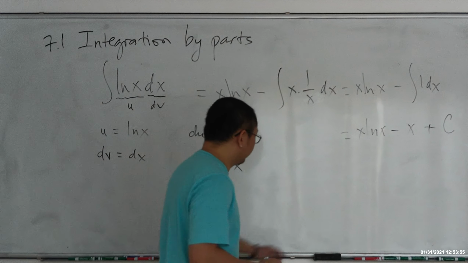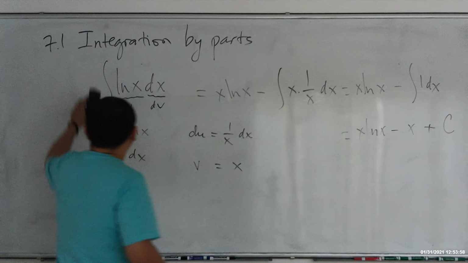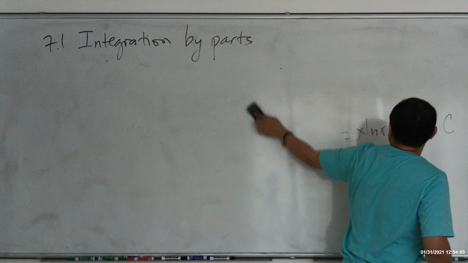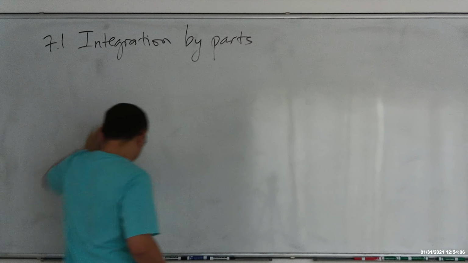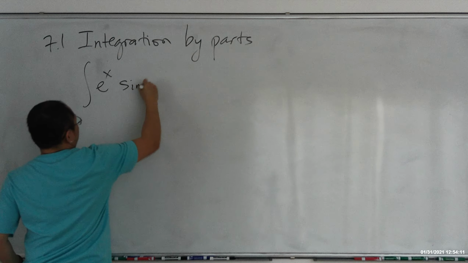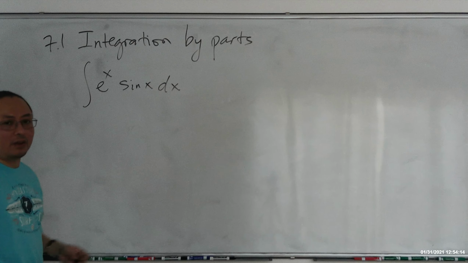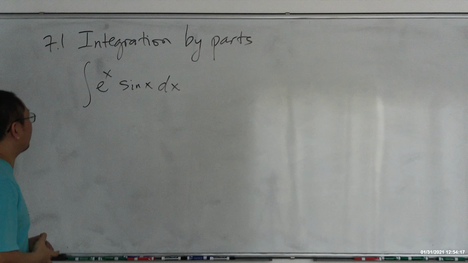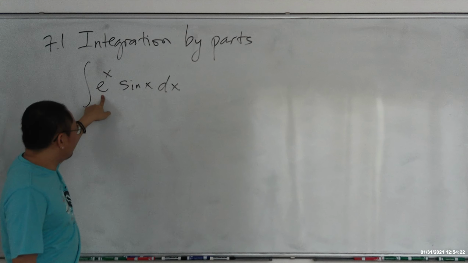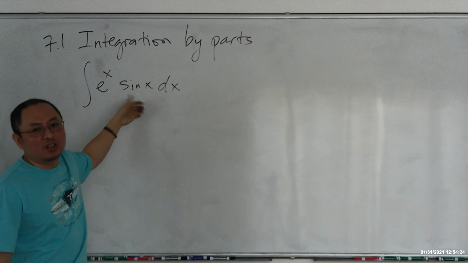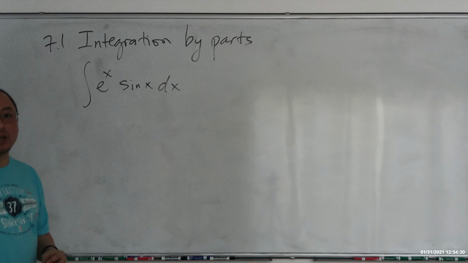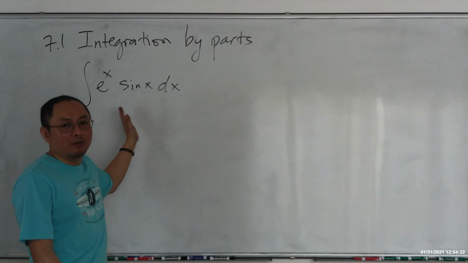Try another one. Integral e to the x sine x dx. See, usually whenever you guys see this type of problem, you should think of integration by parts, because we have two different types of function in here. Exponential function times trig function, and usually for integration, this is almost impossible to integrate two different types of function in one integral. So we somehow try to simplify or separate those.